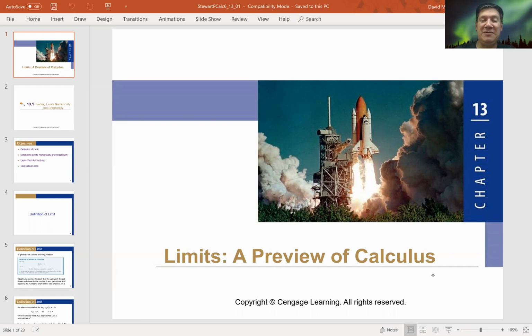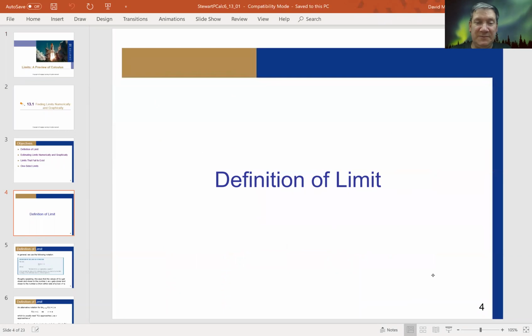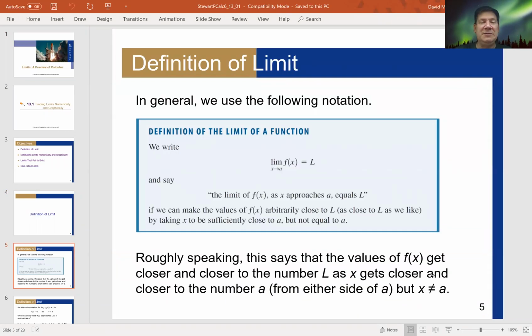All right. This is what chapter 13 is. We're going to start with the idea of limits. A limit is where a function is there eventually. As the values of x get closer and closer to a certain value in a particular function, the values of that function get closer and closer to a limit.